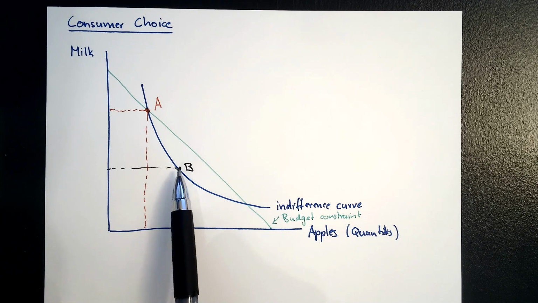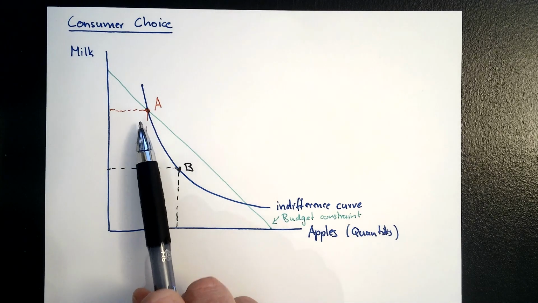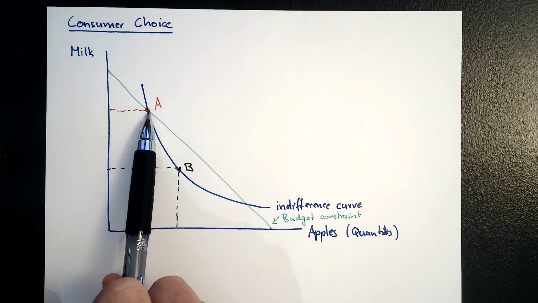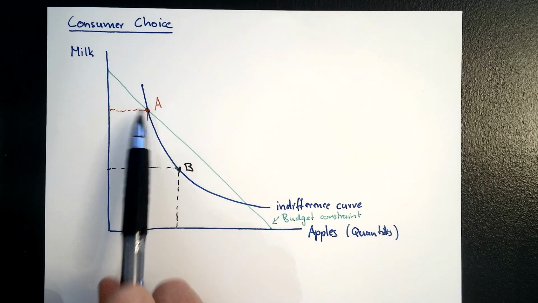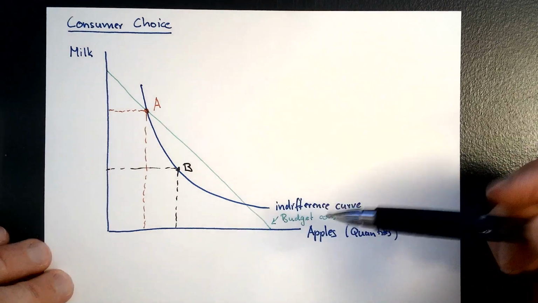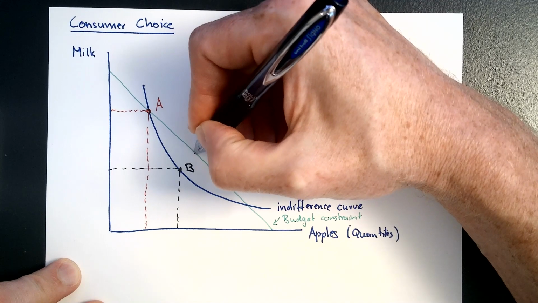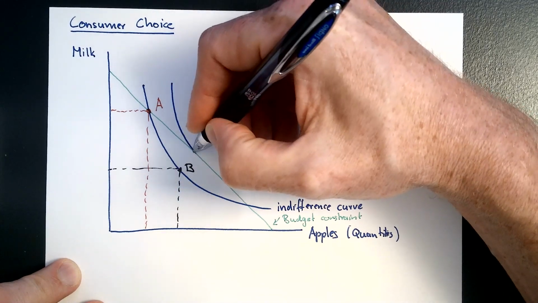However, bundle B, since it is inside the budget set, is cheaper than bundle A. And hence, if the consumer chooses bundle A, then the consumer is not maximizing their utility. So what this means is that given this budget constraint, the consumer can reallocate apples and milk and end up on a higher indifference curve given the budget constraint.